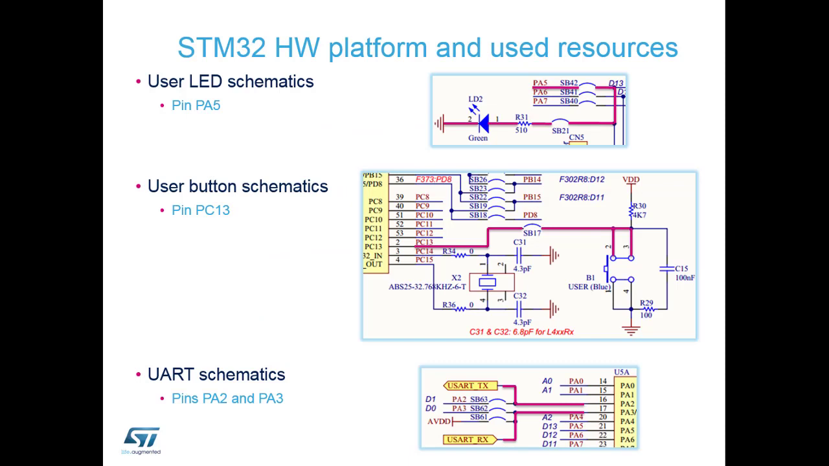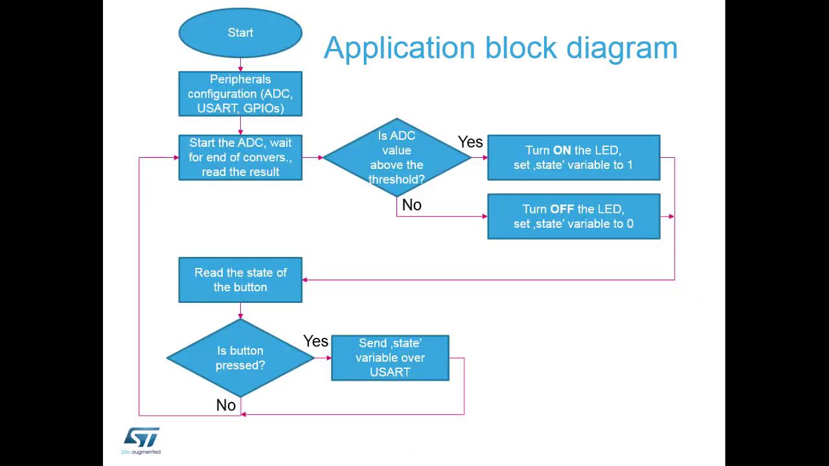Schematic diagrams for all of these peripherals, we've already seen them in the previous hands-on. So it's still PA5 for the LED, PC13 for the push button, and PA2 and PA3 for the UART. Our flow diagram stays exactly the same. We're now going to cover all these blue boxes. So the three blue boxes at the bottom, which is our push button and our USART, are now also going to get included inside this part of the hands-on.